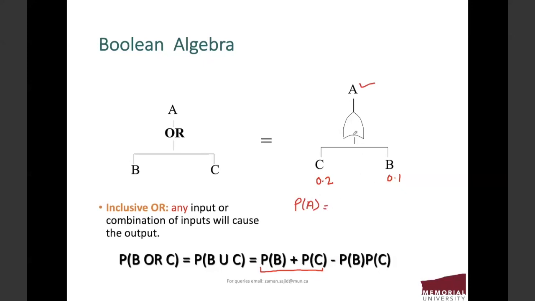Because I'm using an OR gate here, how do I know? Because I can see that this is the shape I have given to my problem, which is for the OR gate. So according to my Boolean algebra, I will take the probability of B, which is 0.1, plus the probability of my C event, which is 0.2, and then I subtract their product, which will be 0.1 multiplied by 0.2. The answer you get is the probability of your top event, which is A. And this is what we call the quantitative analysis of your fault tree analysis.